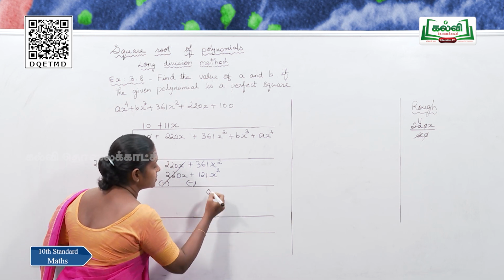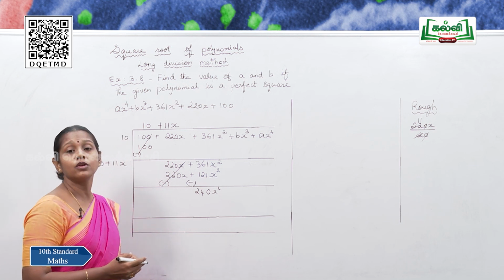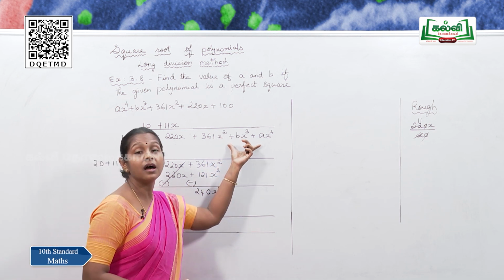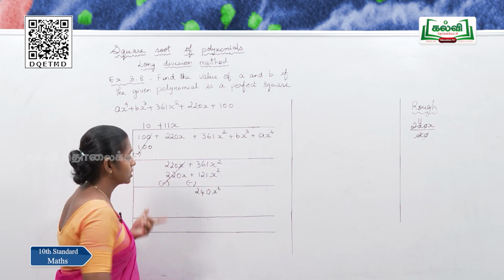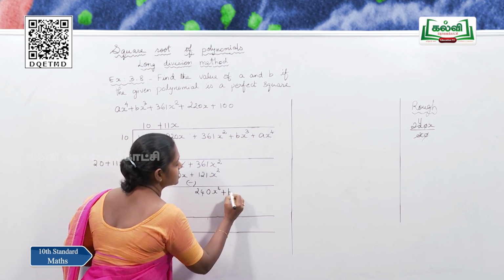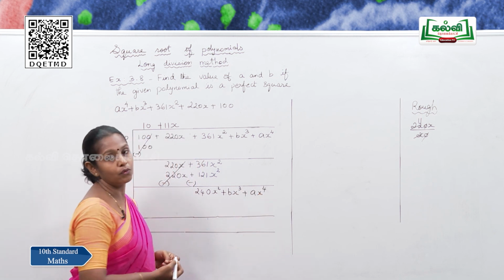That means 240x squared. Then what's the next term? Bring down the last two terms. So in these terms only, we are going to find the unknown values. That means plus bx cube plus ax to the power 4.